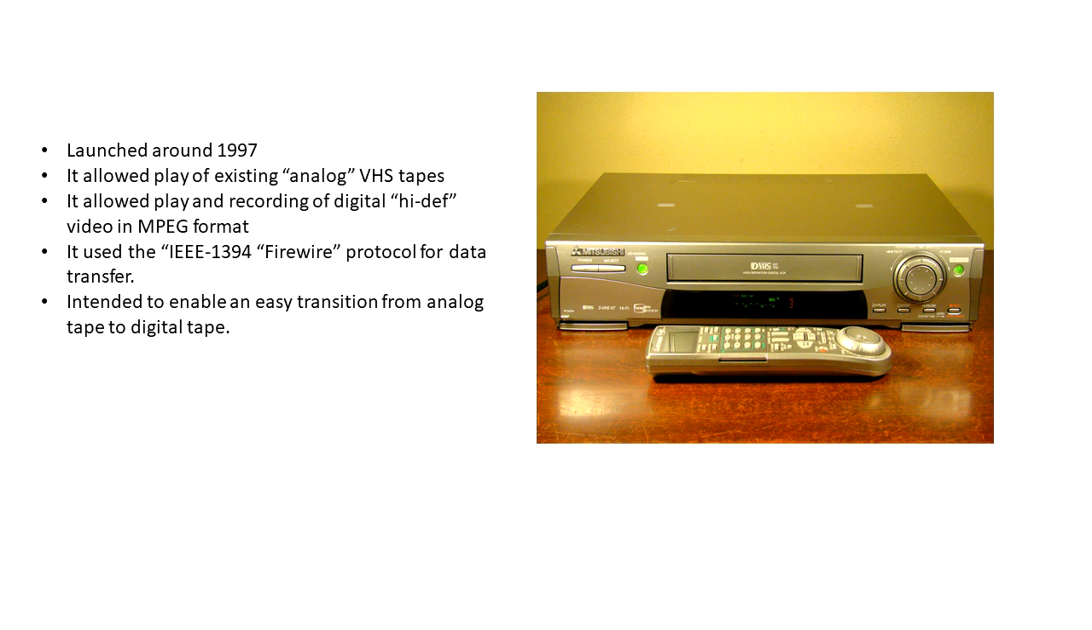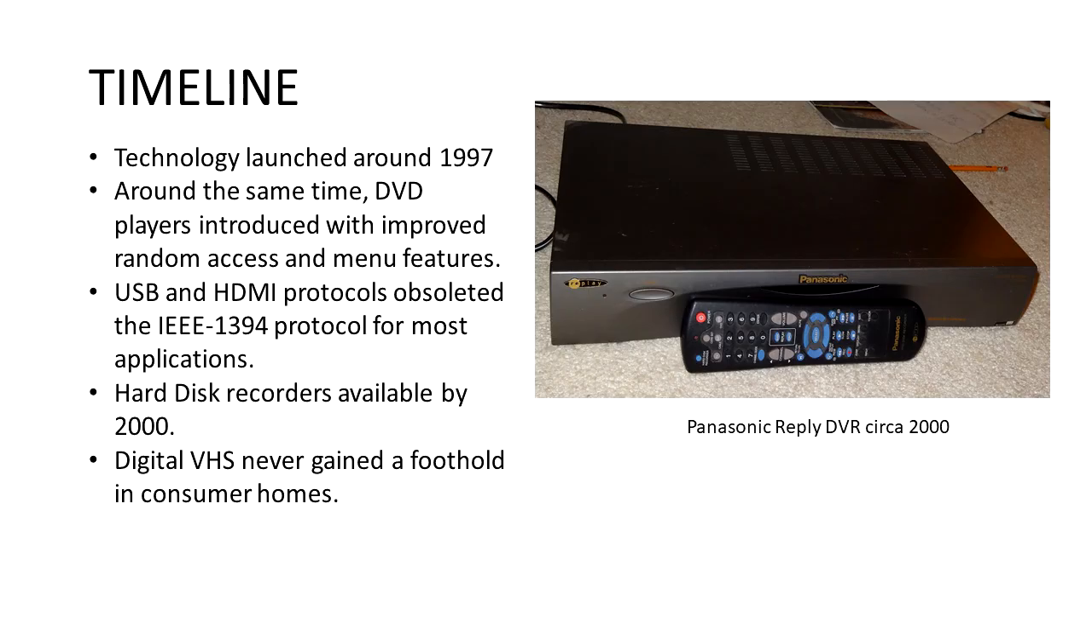However, the DVHS was able to record digital video as MPEG-2 on the tape. It used the IEEE 1394 FireWire standard to transfer data to or from another device, such as a tuner. So let's look at the timeline. Around the same time the DVHS came out, DVD players were launched. The DVD disc format had superior random access. You could jump around to different parts of a movie much quicker than with tape. The DVD also had a menu system to let you access special features, turn on subtitles, and more.